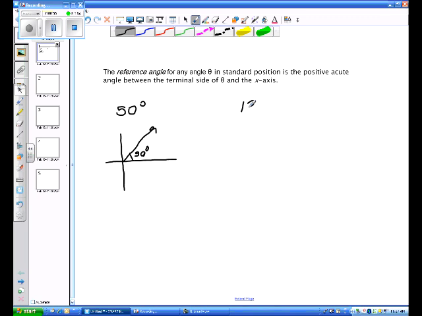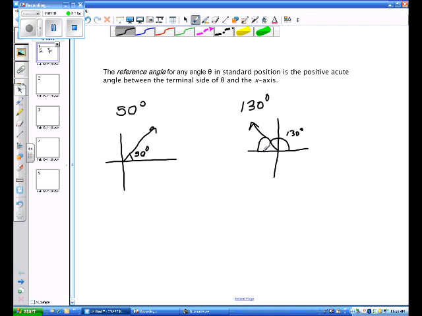If we look at 130 degrees, we draw our angle of 130 degrees. So this is 130. Now, the reference angle is the positive acute angle, so that means it's going to be less than 90 degrees, between the terminal side of theta and the x-axis. So in this case, our reference angle is this angle between the terminal side and the x-axis.